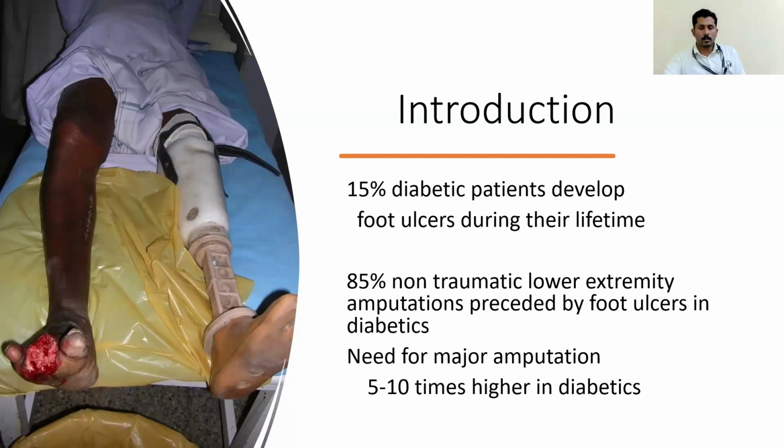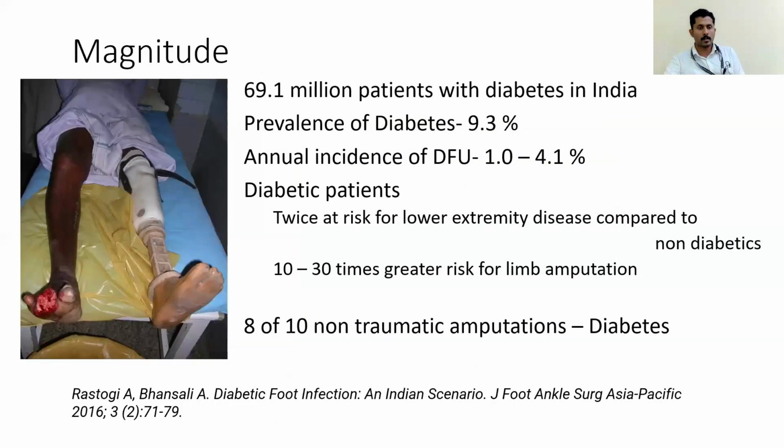Coming to the incidence, around 50% of patients develop diabetic foot ulcer during their lifetime. 85% of non-traumatic lower limb amputation is preceded by foot ulcer, especially in diabetes. The need for amputation is around 5 to 10 times higher in diabetes patients compared to the general population.